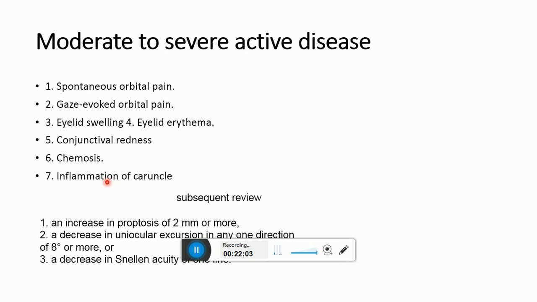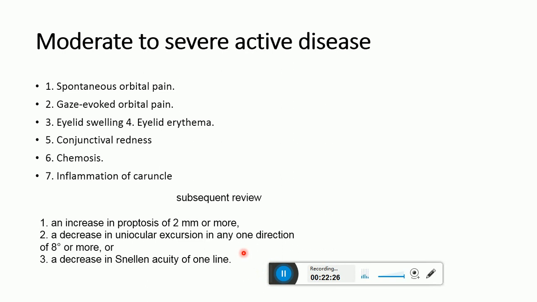Then during subsequent review, a point is allocated for an increase in proptosis of 2 mm or more. So proptosis is measured and then again in subsequent review it is measured. A decrease in uniocular excursion in any one direction of 8 degrees or more, and a decrease in Snellen acuity of one line. So 1 point is given for each of these points.